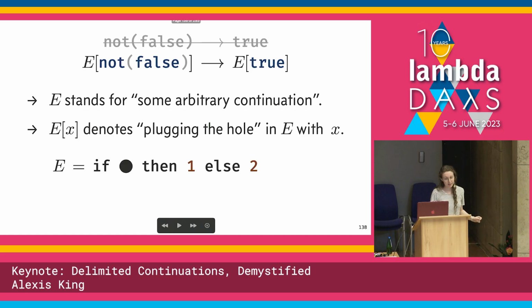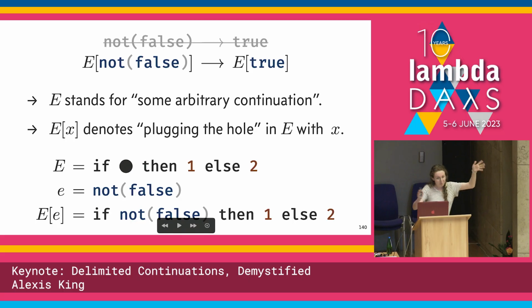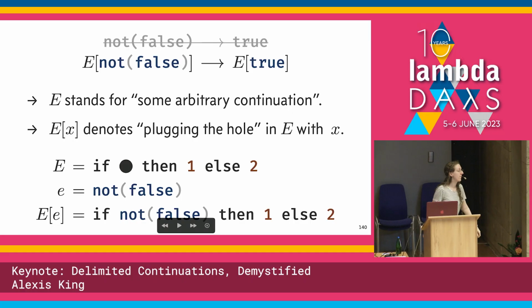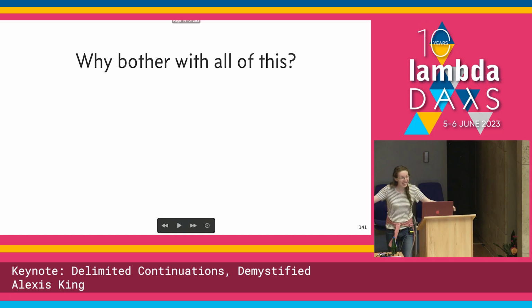So to illustrate this, we might have this continuation for E. I changed this to an X on this slide, and I forgot to update that. But that should say X equals not false, and E brackets X equals if not false, then 1 else 2. Make sense? Question? Oh, okay. No question. Great.